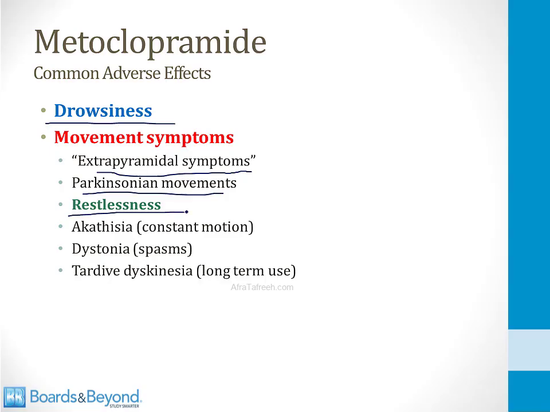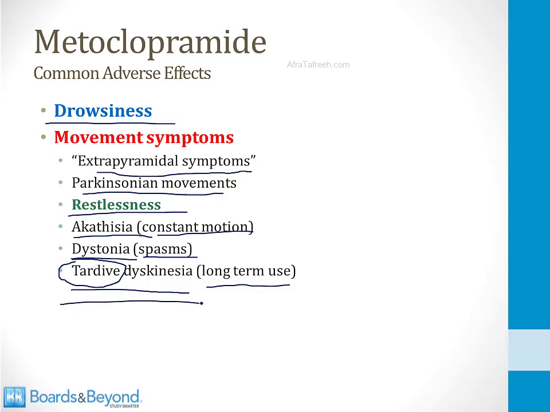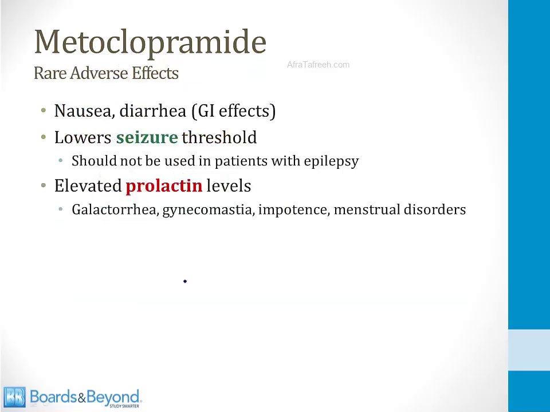This includes a feeling of restlessness, akathisia, which is constant motion of the body, dystonia, which are muscle spasms, and then finally, if you take metoclopramide for a long period of time, the feared side effect is tardive dyskinesia. The word tardive means late. It has the same root as the word tardy, which you may know means late, like being tardy to school. So tardive dyskinesia is a late movement disorder where patients get a repetitive motion like a tic, often of the face, and this is permanent and won't go away, and this is the feared consequence of long-term administration of dopamine-blocking drugs like metoclopramide. Other potential adverse effects of metoclopramide are nausea and diarrhea.